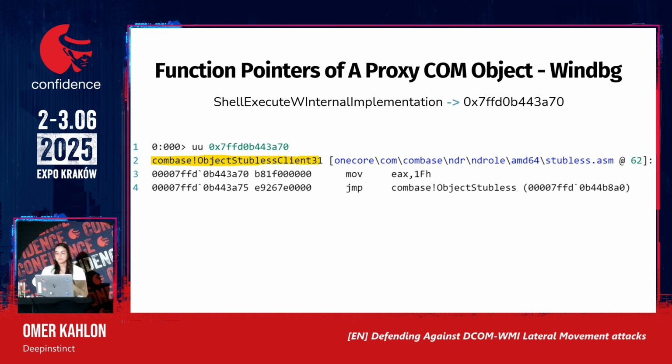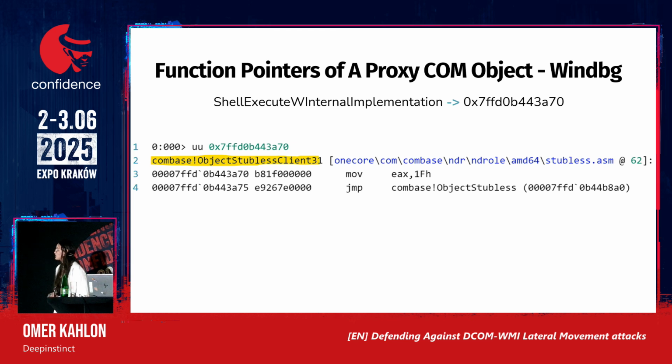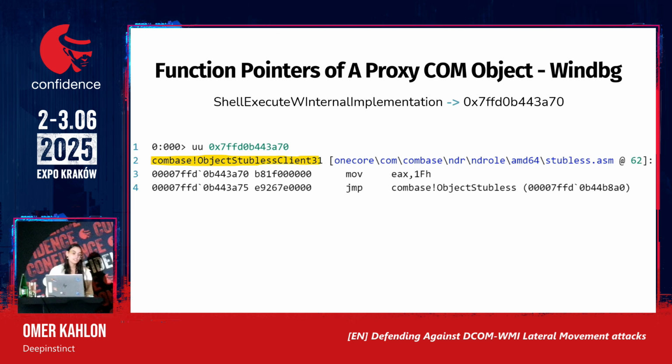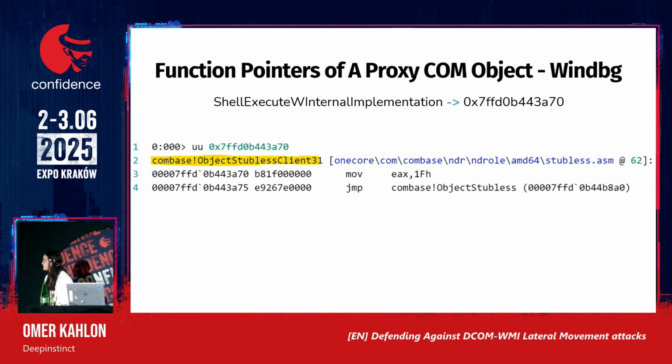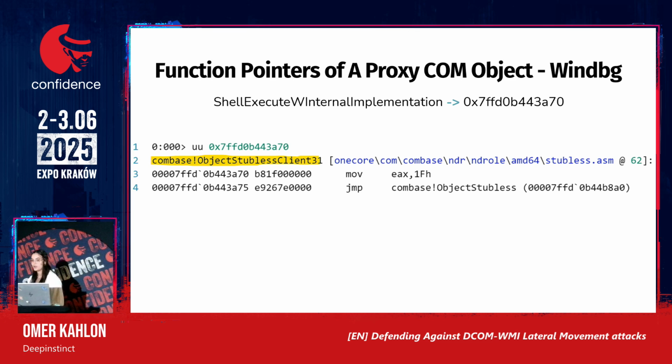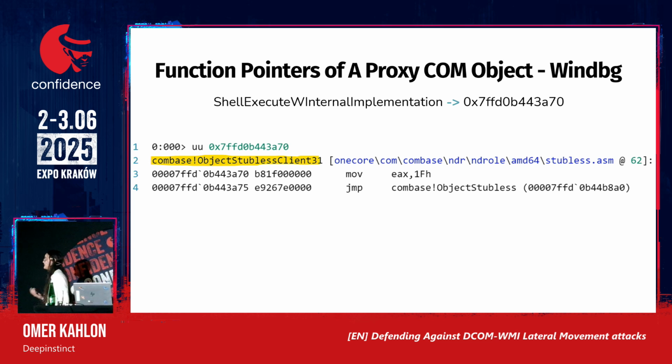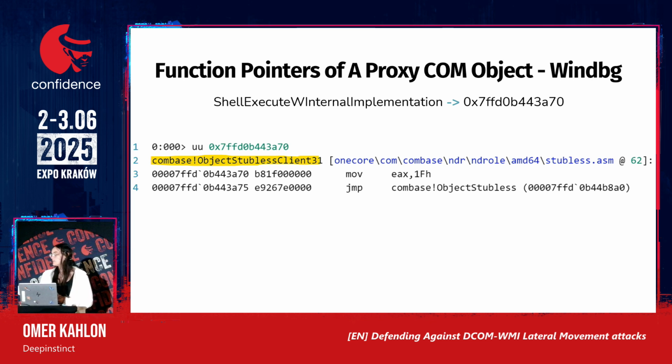Using this address, I opened WinDbg and disassembled the address content. And then I can see immediately that ShellExecute points to the internal symbol ObjectStublessClient31. As you can see in the picture, it starts by setting EAX to 1F and then transfers execution to ObjectStubless. If you don't know, 1F in hexadecimal equals 31 in decimal, which is the exact index we discovered inside the vtable that ShellExecute is placed on.